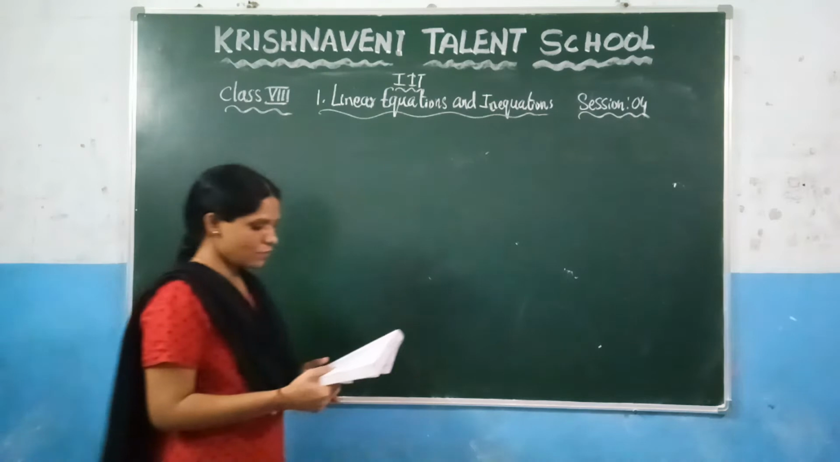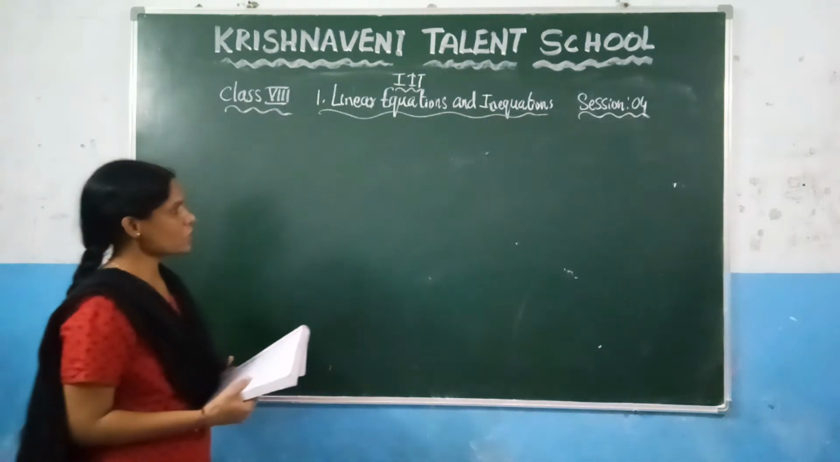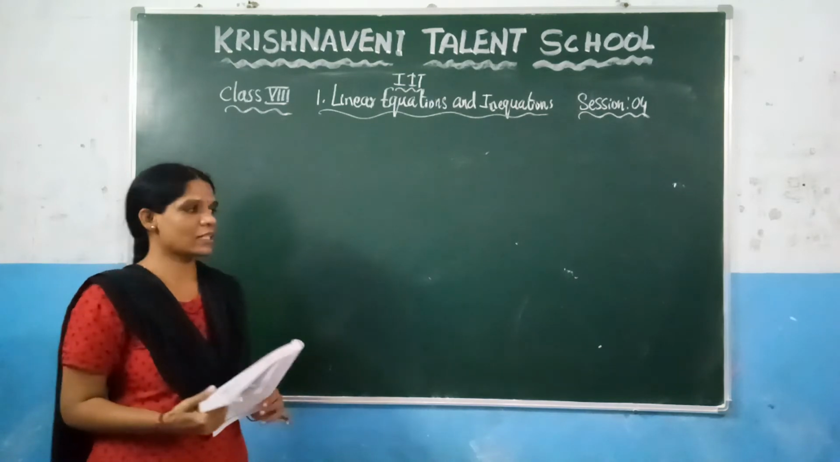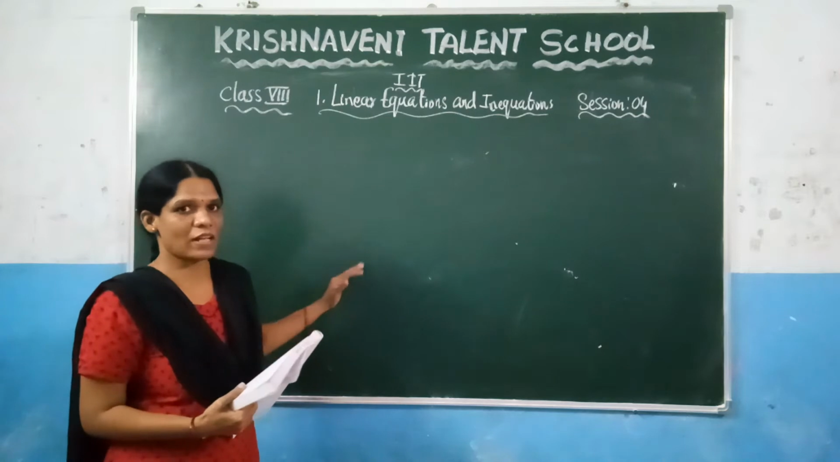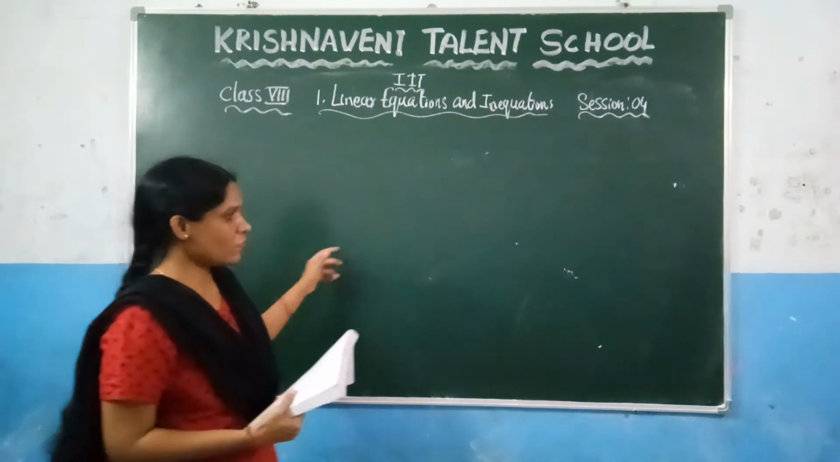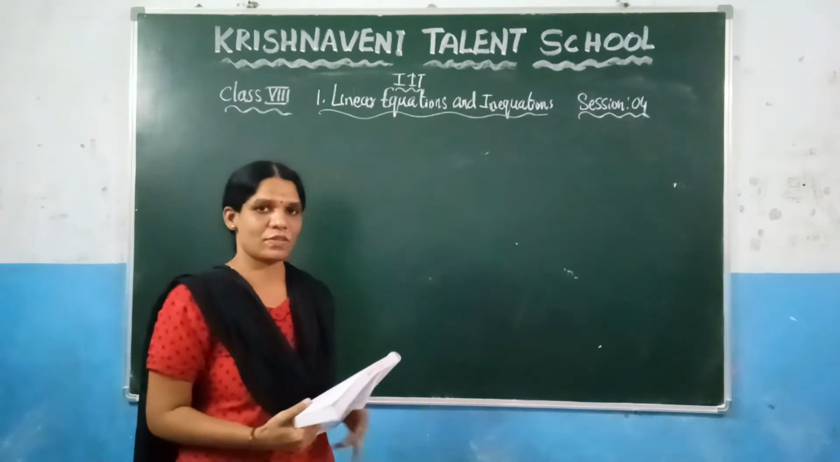In the last session, we discussed how to solve simultaneous equations. So here, what is meant by simultaneous equations? If the equation contains more than one variable, and you want to find the values of x and y, we need one more equation to solve it. That we call simultaneous linear equations.